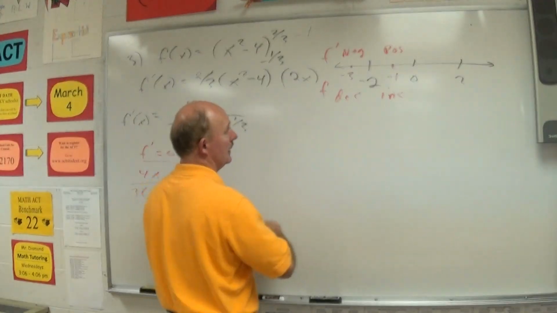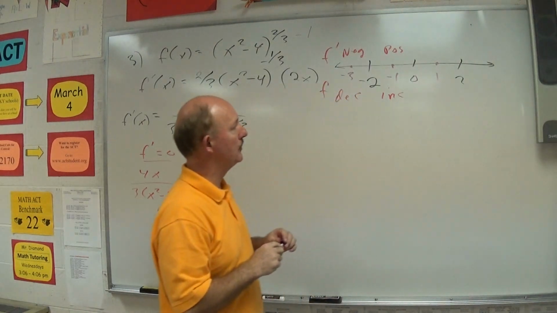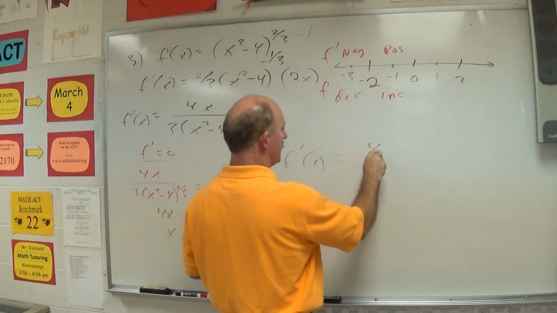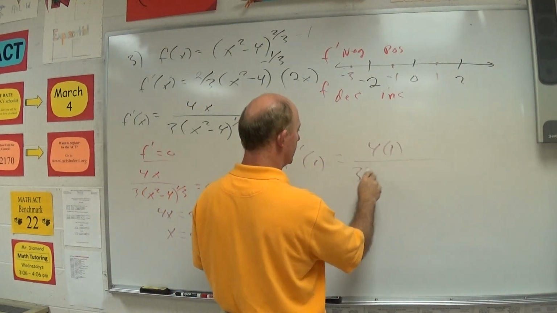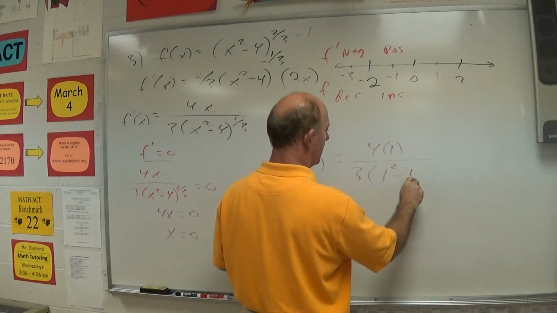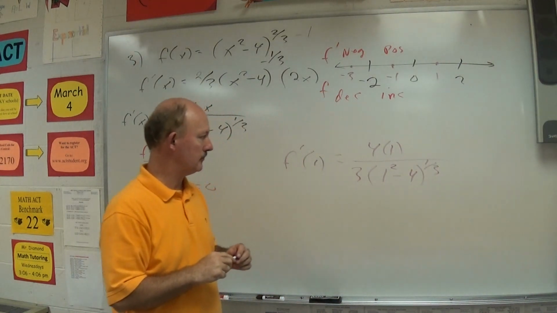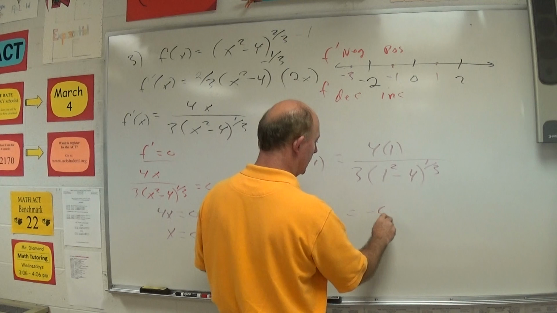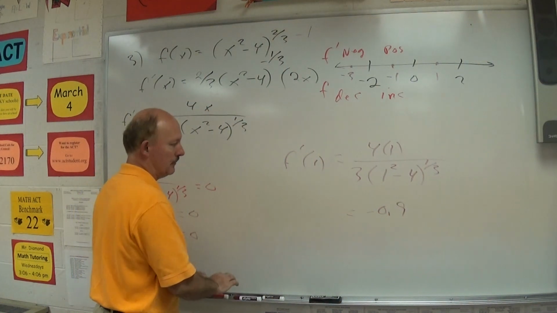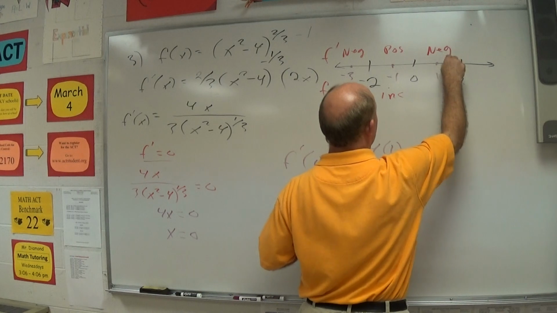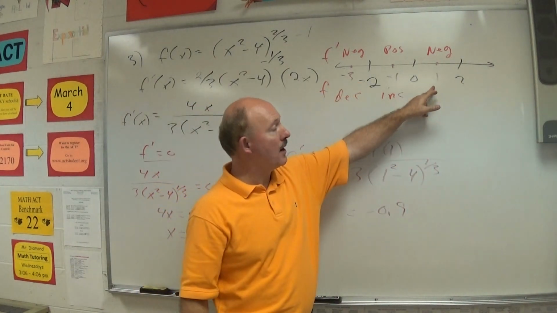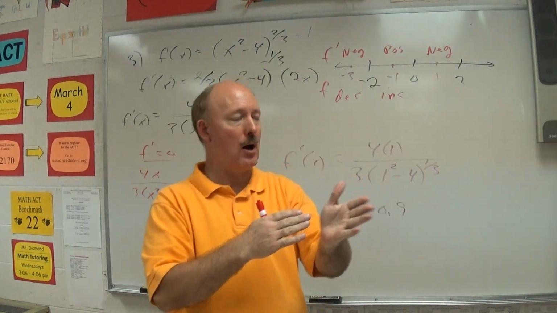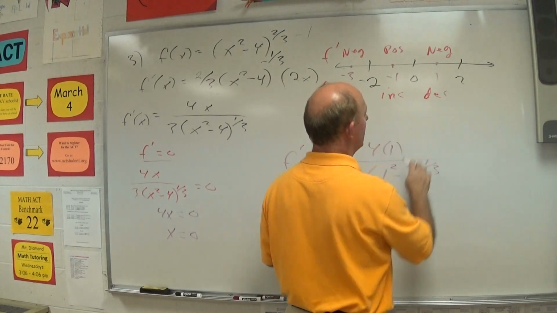Let's try, how about +1? Now let's take the +1 and plug it into our derivative. So substitute it in. The derivative of 1 would be 4 times 1 divided by 3 times 1 minus 1 squared minus 4 to the 1/3 power. Now, once again, I've done this calculation. I ended up with -0.9 for our derivative. So the derivative is negative at x equal 1 on the interval from 0 to 2. Remember, that means the derivative will be negative everywhere on that interval, and the graph is going to be decreasing from 0 to 2.